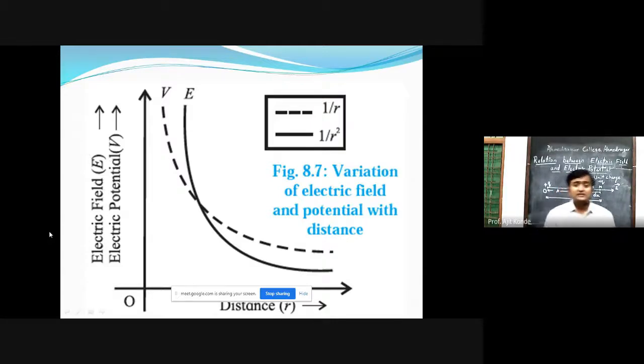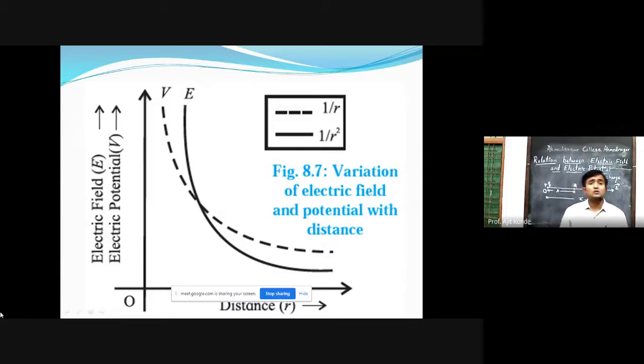As distance goes on increasing, electric field goes on decreasing. Same thing happens with electric potential. As distance goes on increasing, electric potential also decreases. According to the formula which we have seen, what is the formula for electric field? 1 upon 4 pi epsilon naught q upon r square for unit positive charge. And for electric potential, that will be 1 upon 4 pi epsilon naught q upon r. In this, we have 1 upon r square. Over here, we have 1 upon r.